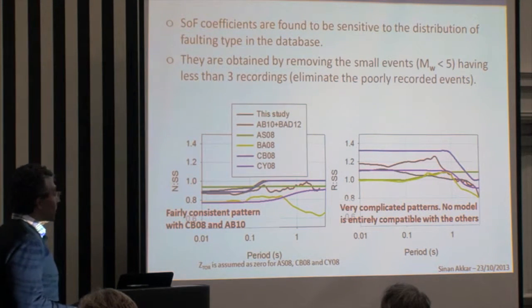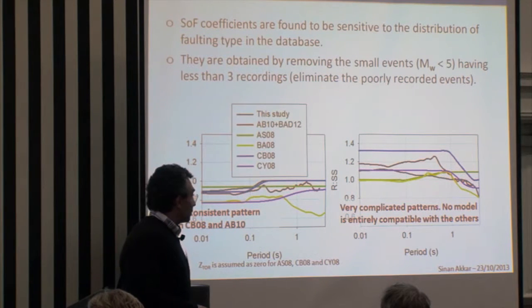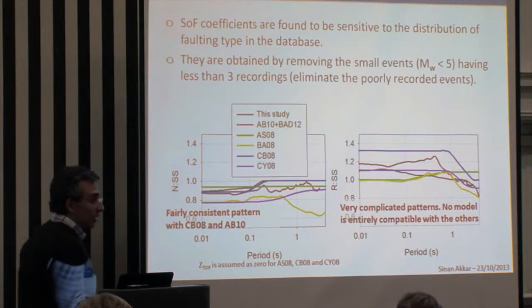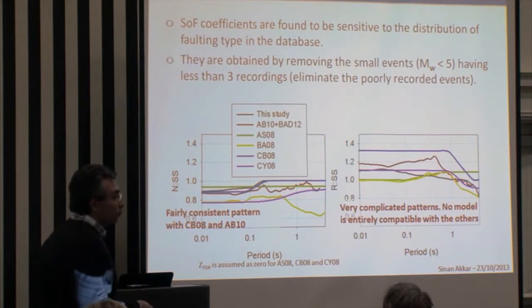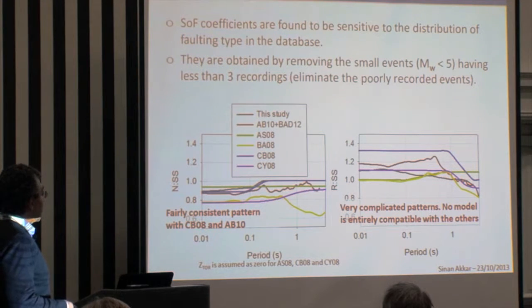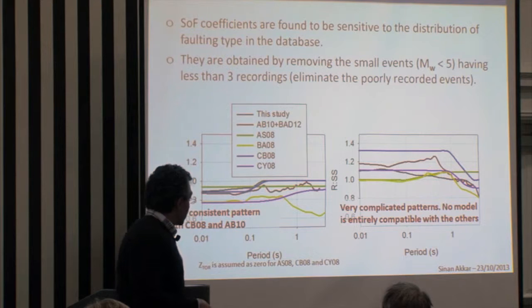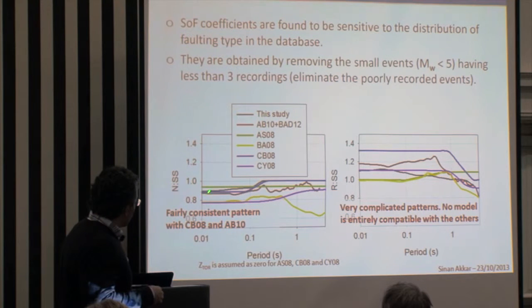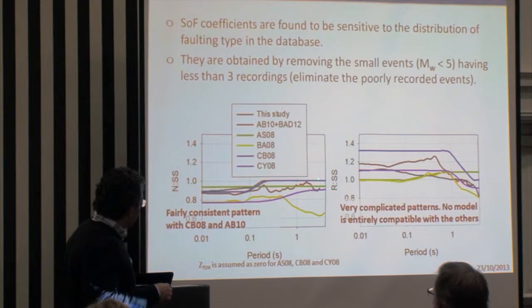So essentially, to come up with reasonable coefficients for style of faulting, we used a subset of our database and removed very poorly recorded earthquakes from it. Then we derived our normal and reverse style of faulting coefficients. So the normal to strike slip ratio of our model is given with this curve, and this is the reverse to strike slip ratio of our model.